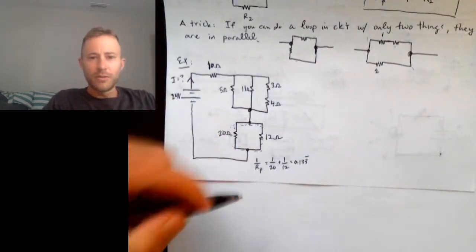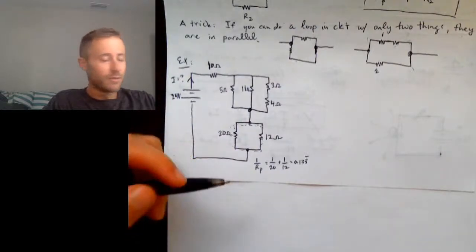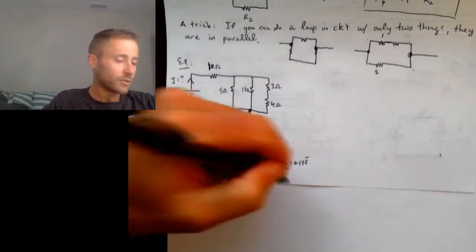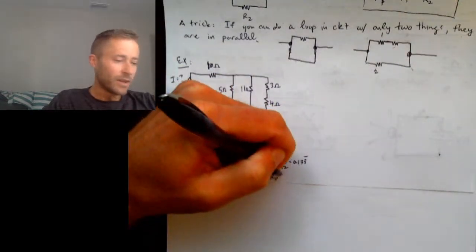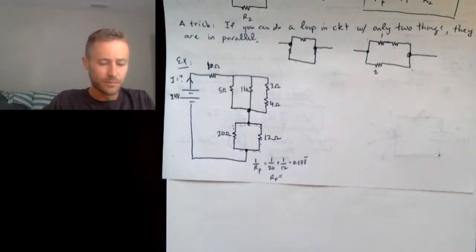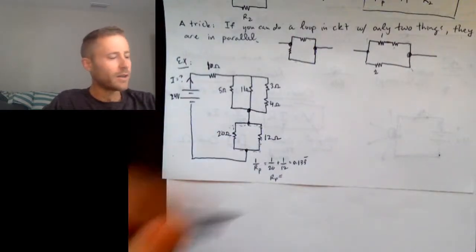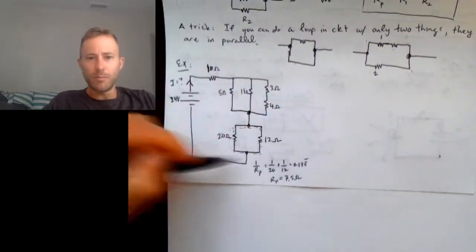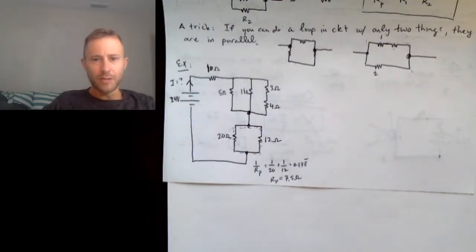Okay? Now, oftentimes what people forget to do is they forget that this is the equation for 1 over the parallel resistance. Okay? So you have to do 1 over that to get the actual resistance. And I get 7.5 ohms. So these two combine to make 7.5 ohms of resistance.